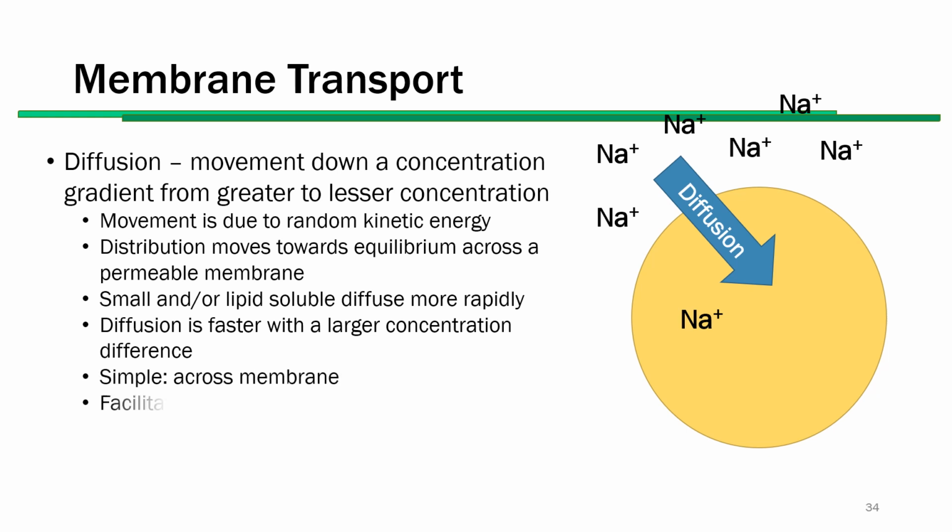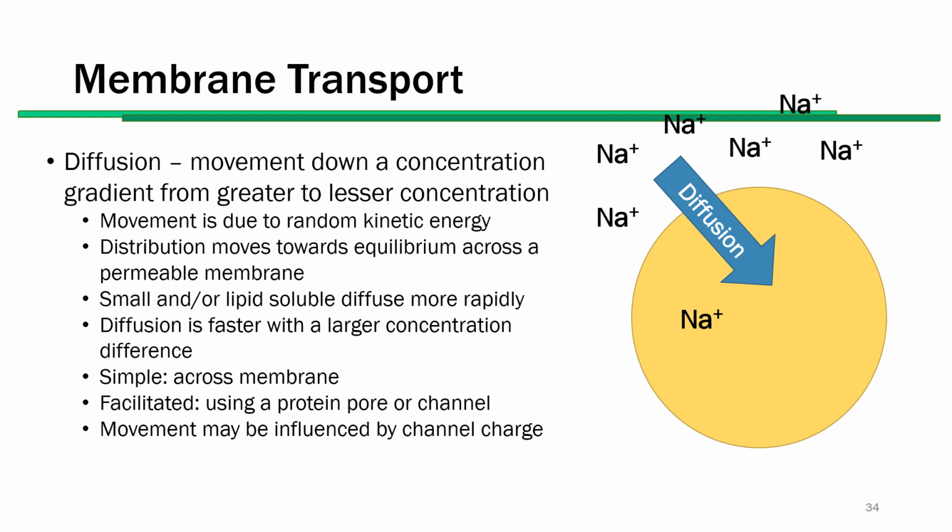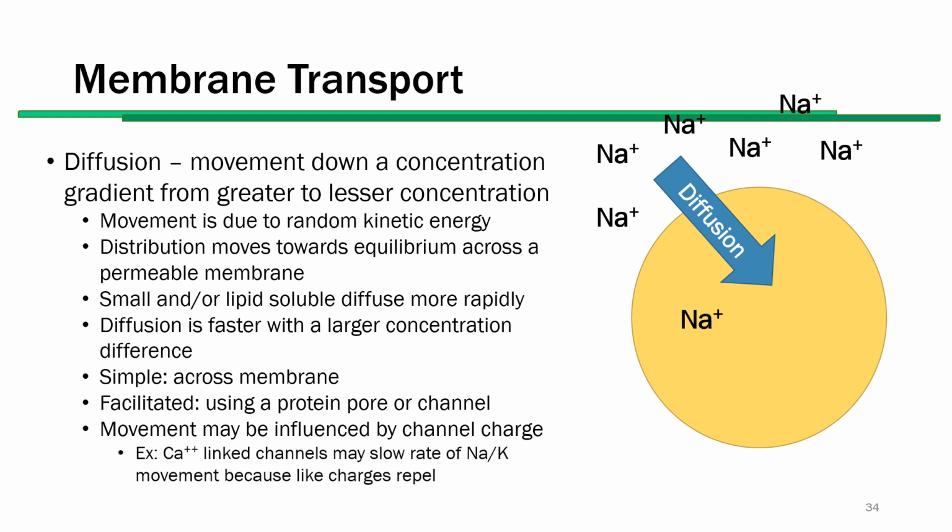Simple diffusion is across a membrane. Facilitated uses a protein pore or a channel. Movement may be influenced by the channel charge. So some channels have a charge inside and that can impact it. For example, calcium-linked channels may slow the rate of sodium and potassium movement because calcium is positive and so are sodium and potassium, and like charges repel.